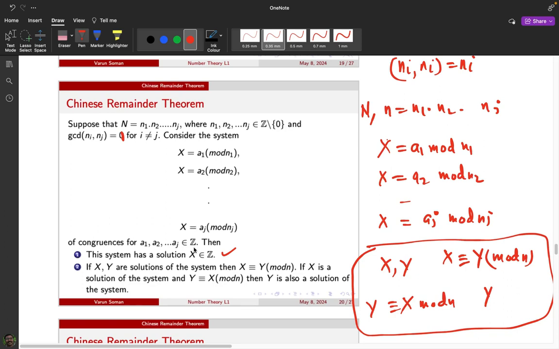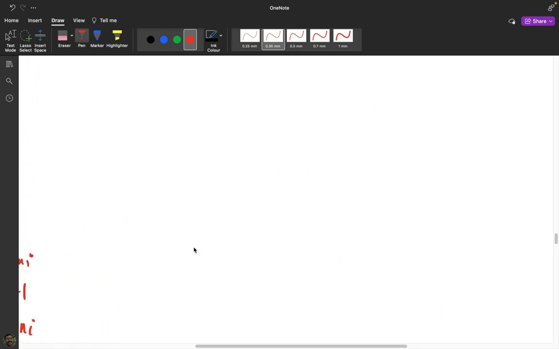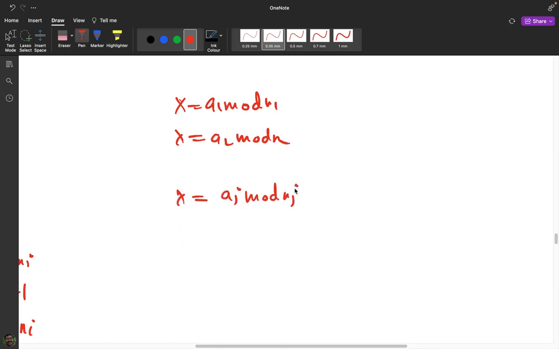We have not shown that a solution exists. Now we are going to show that the solution actually exists. So consider my congruences: x is congruent to a1 mod n1, x is congruent to a2 mod n2, and x is congruent to aj mod nj. I am going to show that a solution exists here.